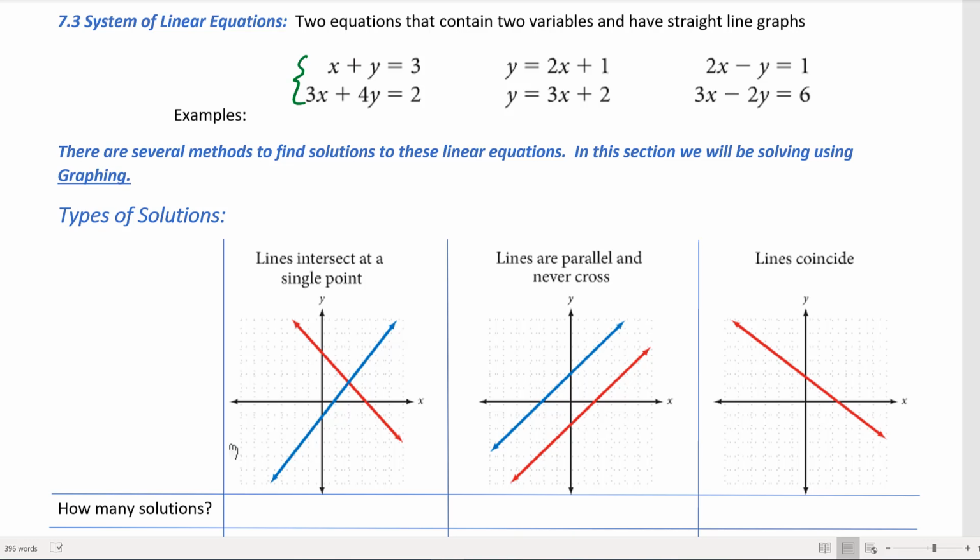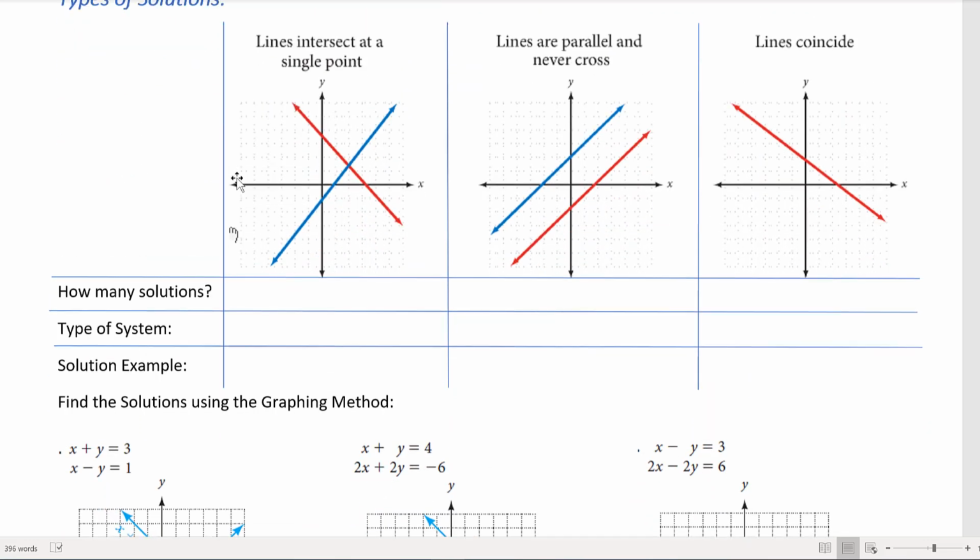The next system we have is y equals 2x plus 1, y equals 3x plus 2. Notice those are in slope-intercept form, but they're a system because someone put them together. And the next one is another example of two equations that contain two variables, and they together make a system of equations. Now there are several methods that we're going to learn to find solutions to these types of linear equations. In this particular section, we're going to be talking about graphing.